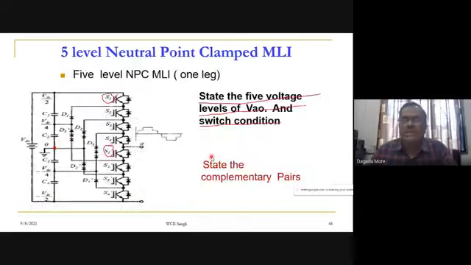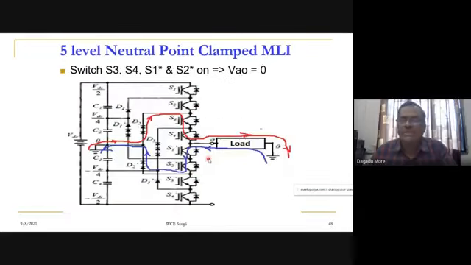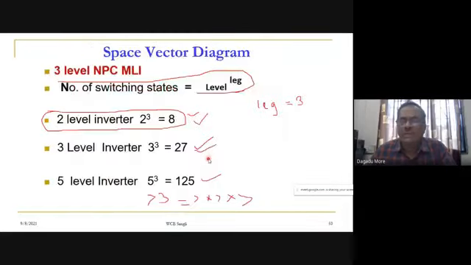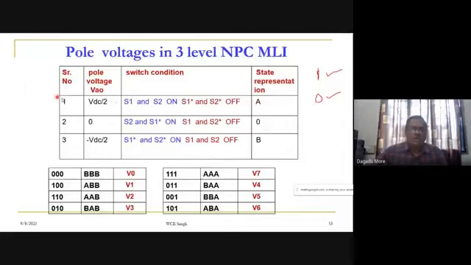So we use three letters to represent the states of the three-level inverter. When the upper two switches are on, we represent it as A. When the middle two are on, we call it O, and when the lower two are on, we call it B. So our switching states we can represent in terms of the letters A, O, B.